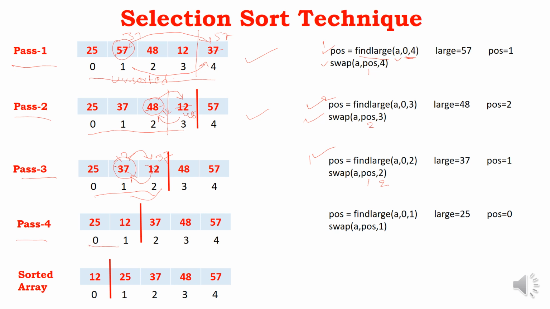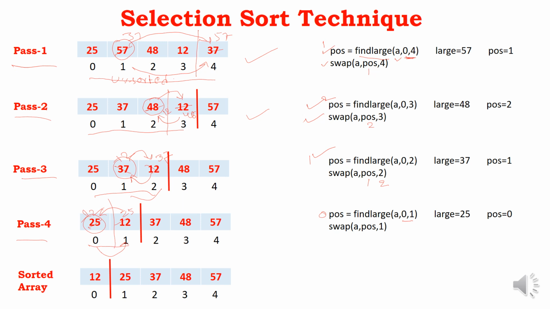Now this is the unsorted portion, that is 0 to 1. So again we find the largest element. 25 is the largest element. It returns the position. Position is 0. And now swap 0 and 1. Position 0 and position 1 are swapped. So 25, 12 are swapped. 25 here, 12 here. So 25 is fixed in its proper position.